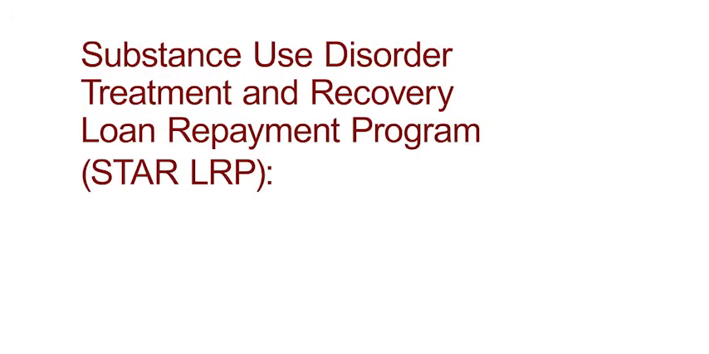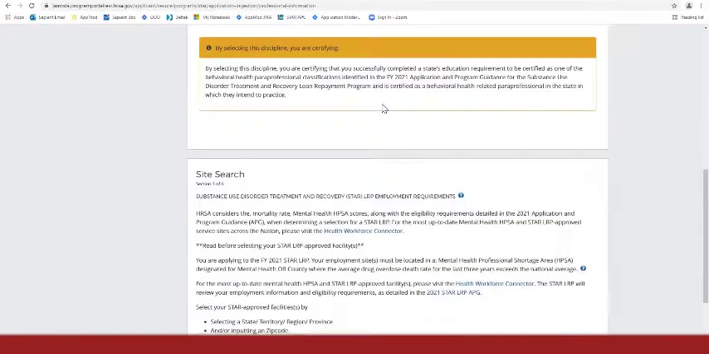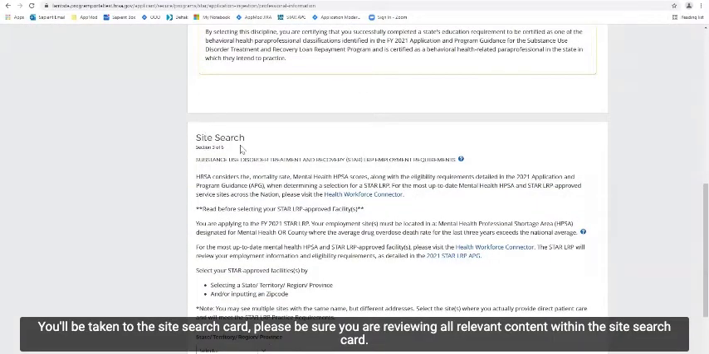Once you've completed your discipline training certification card, the next step will be adding your STAR-LRP sites. You will be taken to the site search card. Please be sure you are reviewing all relevant content within the site search card.